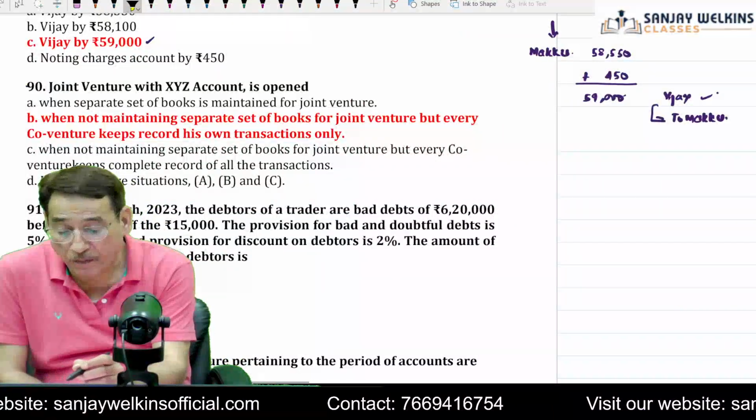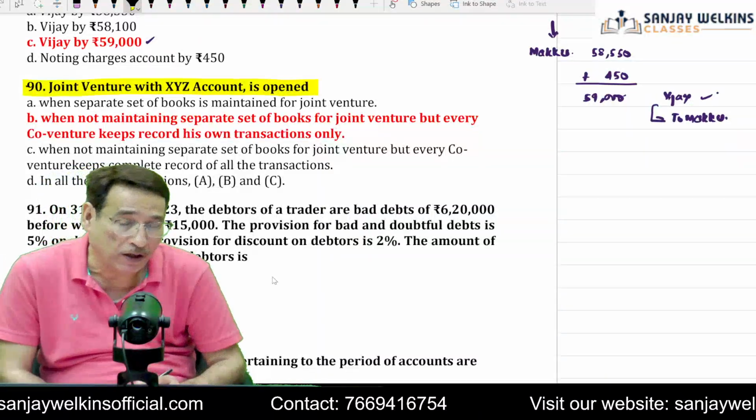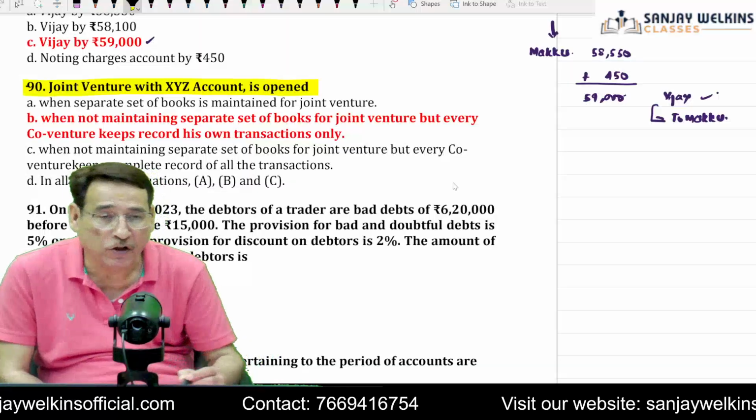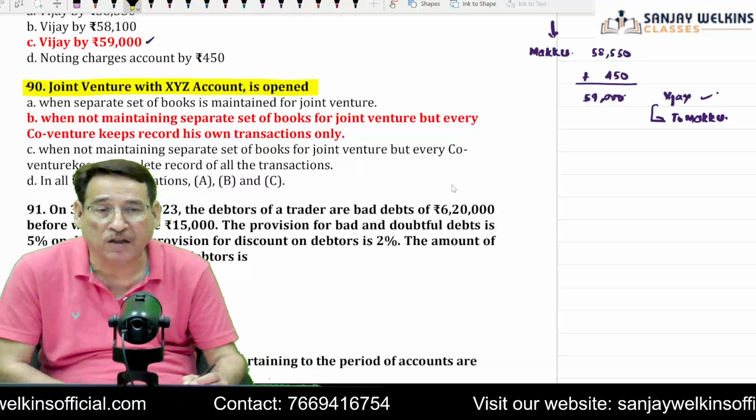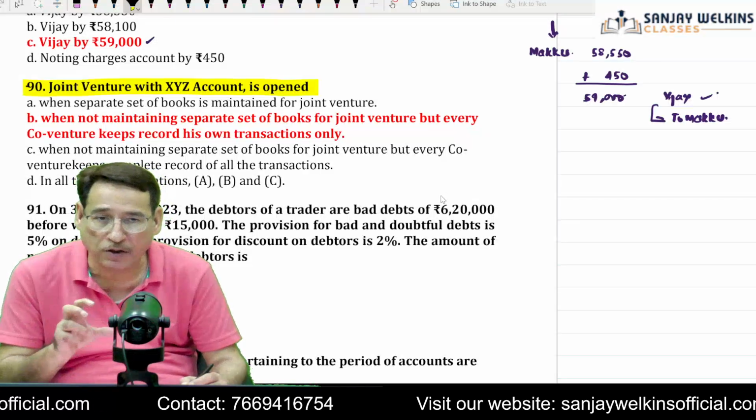90. Joint venture with XYZ account is opened. I told you just a moment ago when I was talking about joint venture, there are three systems. One is separate. One is when separate set of books are maintained, also known as joint banking system.